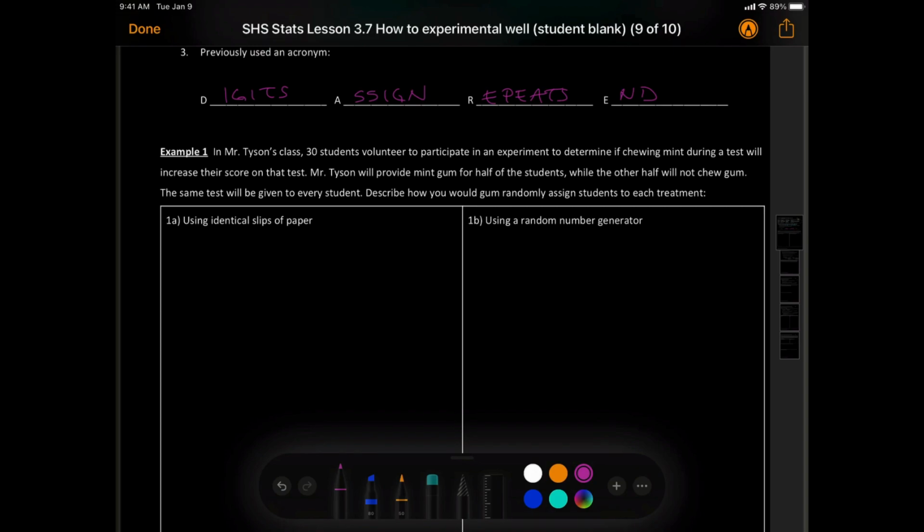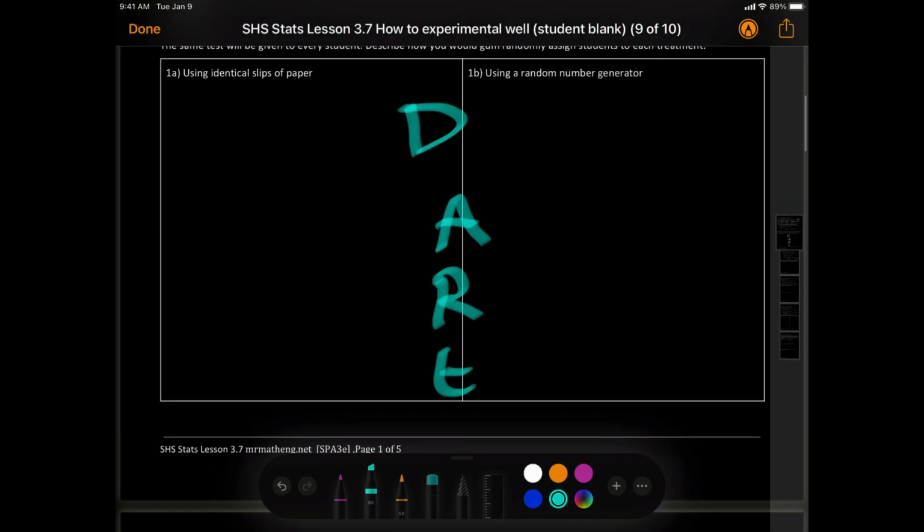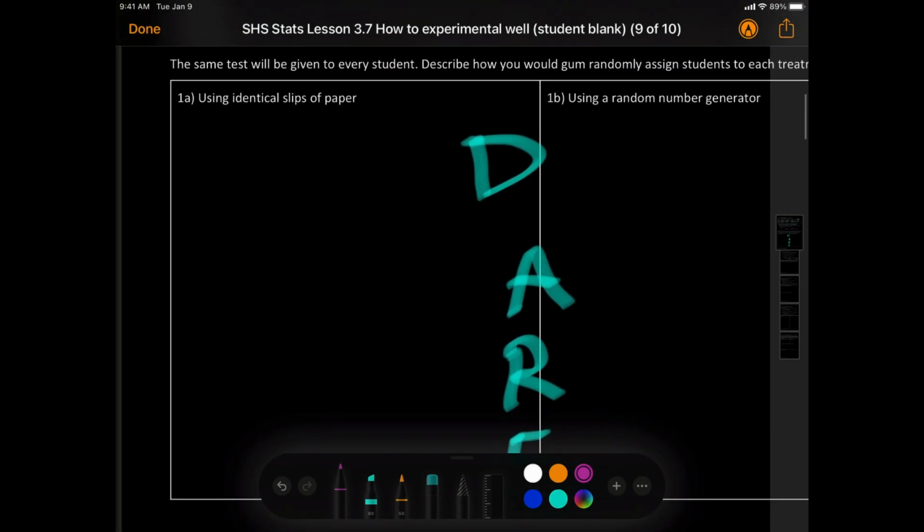So let's just put out our acronym. We can use that for both, actually. So what do we use, identical slips of paper? What they mean by that is when you cut the piece of paper up, it's actually the same piece of paper. So what are the digits? We're going to use 15 slips of paper. How many students were there? There were 30.